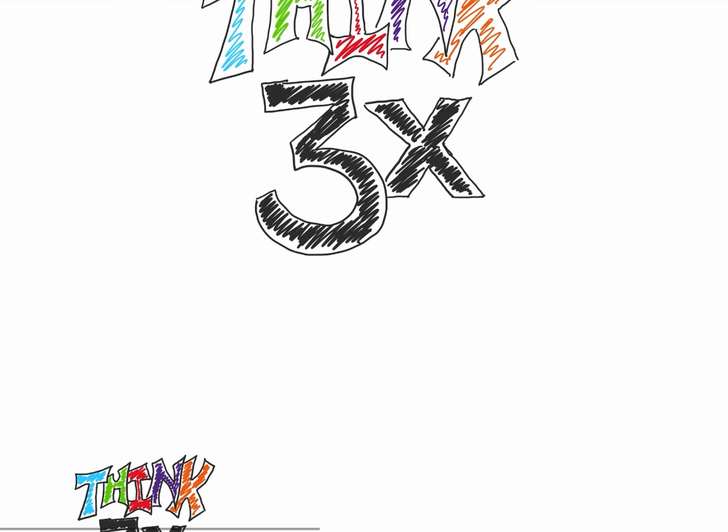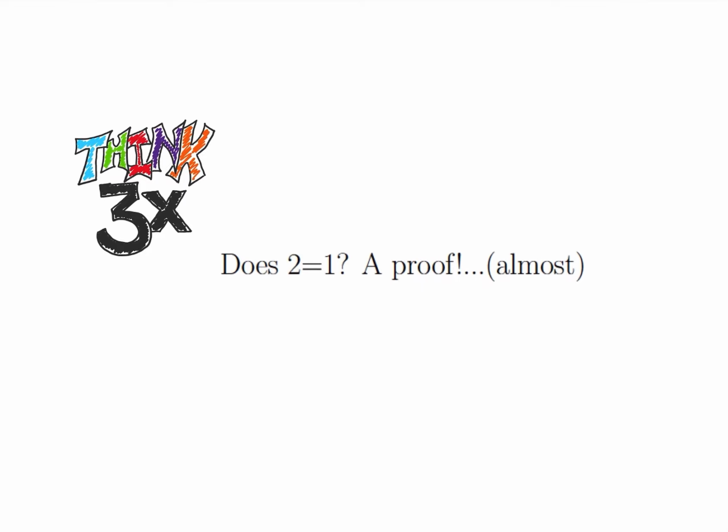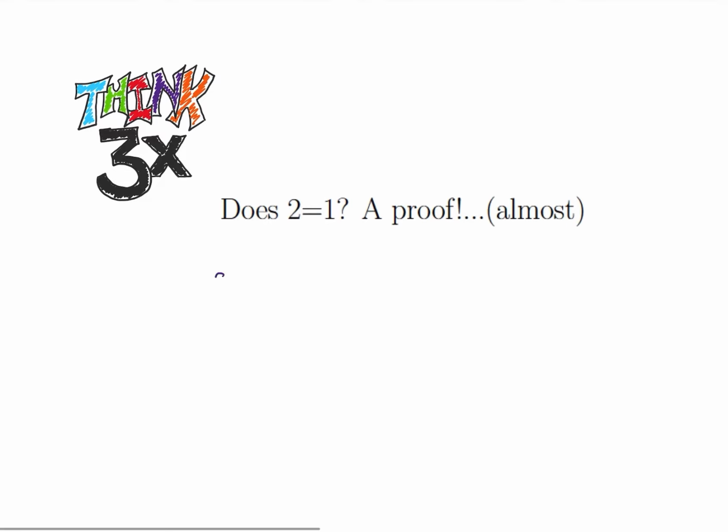Today we're going to be doing a quick little almost proof. This is pretty famous, where we prove that 2 equals 1. Almost. Okay, so to start off, I'm going to set a number a equal to a number b equal to the number 1. So we're starting here with, obviously, a is equal to b. I think you can all agree with me there.